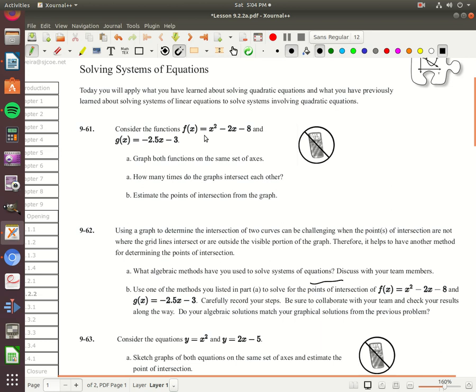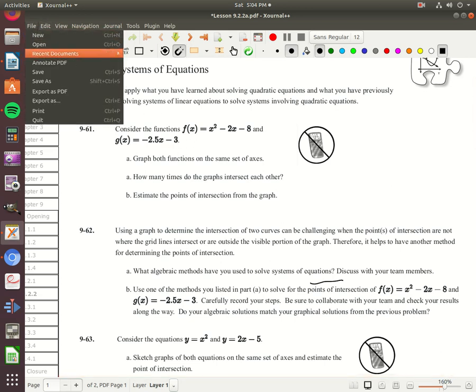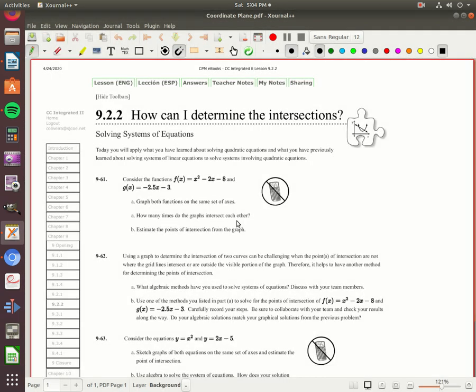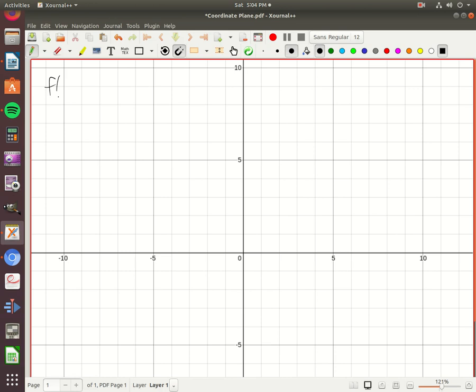So I have these jotted down and I'm going to go over to a coordinate plane and work with these. Hopefully you guys will follow along. Like I said, f of x and g of x have these things jotted down. So I will go to a coordinate plane and we will work on these. f of x was x squared minus 2x minus 8. I'm going to give myself some room to work with that. And g of x equals negative 2.5x minus 3.